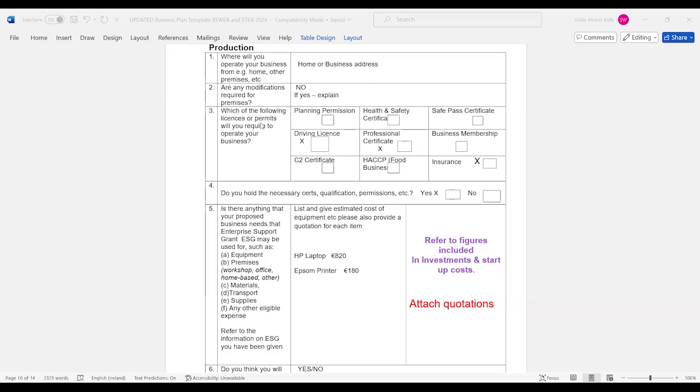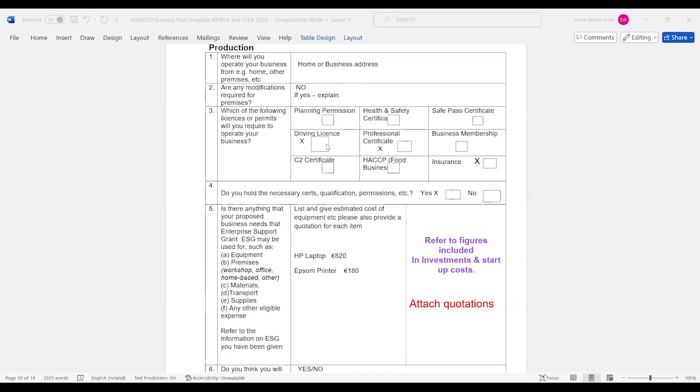Which of the following licenses or permits do you require to operate the business? So in this section, it lists 9 different licenses and permits. Read through them all carefully and put a tick beside the ones that are relevant for your business.